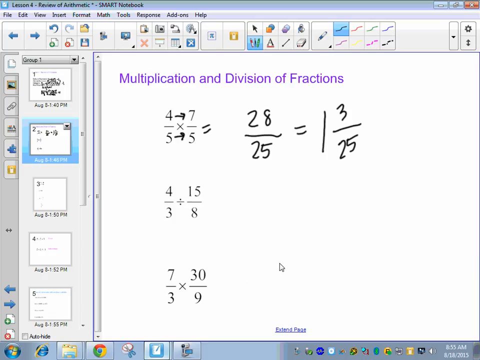Basically, the gist is we want to turn this into a multiplication problem, because that's much easier than dividing. So we turn it into multiplication and we flip this end fraction. 8 over 15. Perfect.